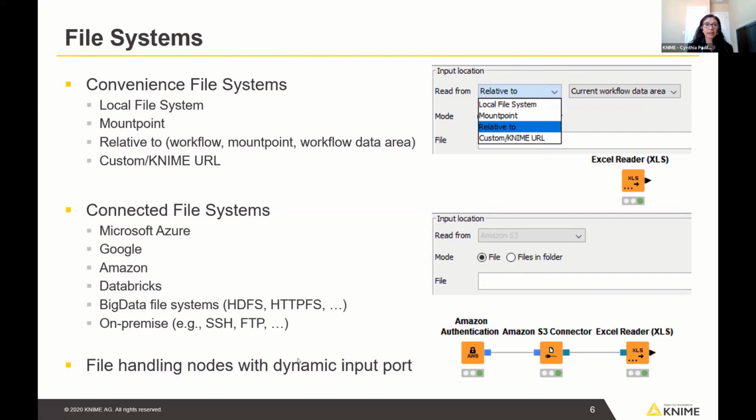And then you also have the dynamic input ports. So if you drag and drop, for example, the Excel reader on your editor, you won't see the input port. Maybe you're just pointing to a local file, you can just browse to that file and connect. But if you're connecting to another file system like S3 or Azure or Google, then you can click on the ellipses that you see on the node and then add the port. And then it'll be really easy to connect to any of these systems.